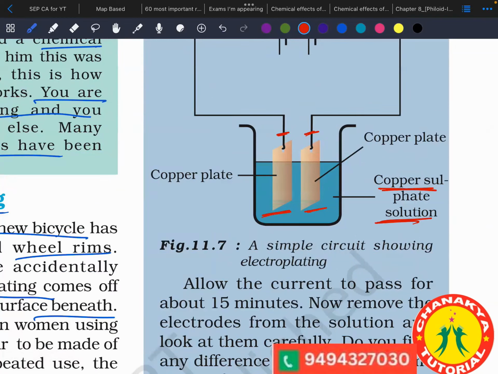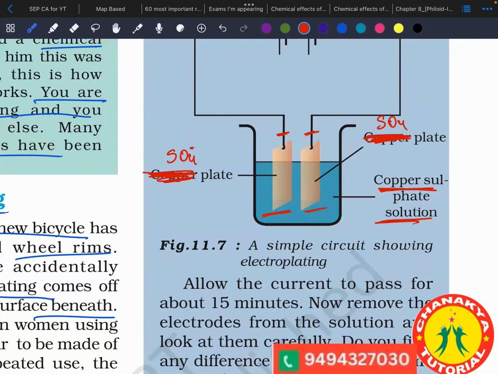So basically, let's say we were using sulfate plates, the SO4 plates. Can you tell me what would happen at that time? What is sulfate? Like copper is a metal, sulfate is a compound of sulfur and oxygen. So I am randomly taking sulfate, just to understand how this phenomenon is happening.